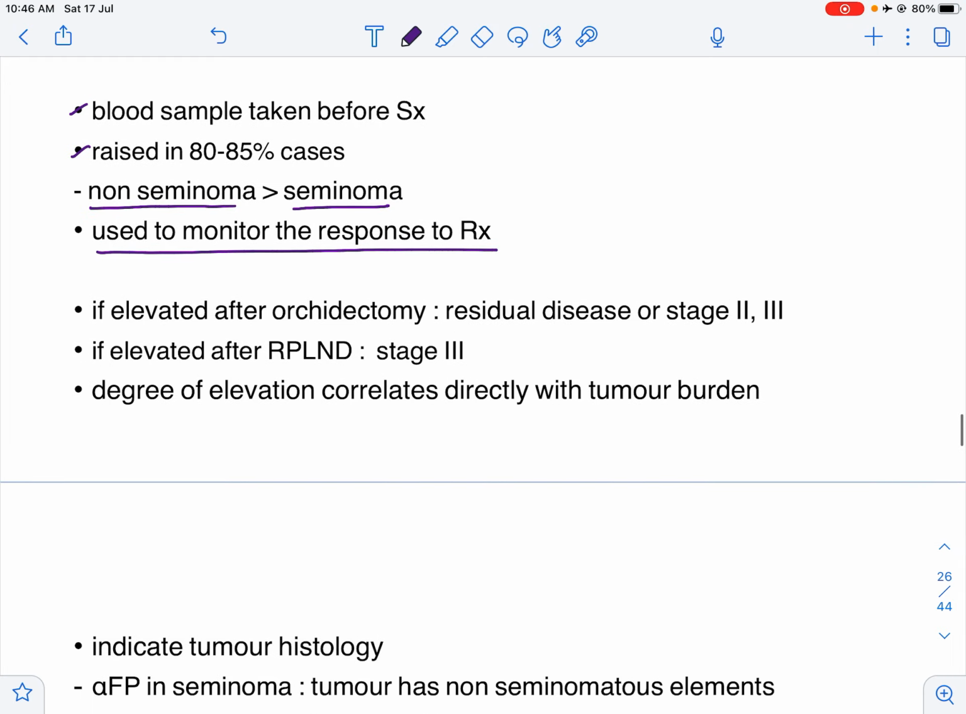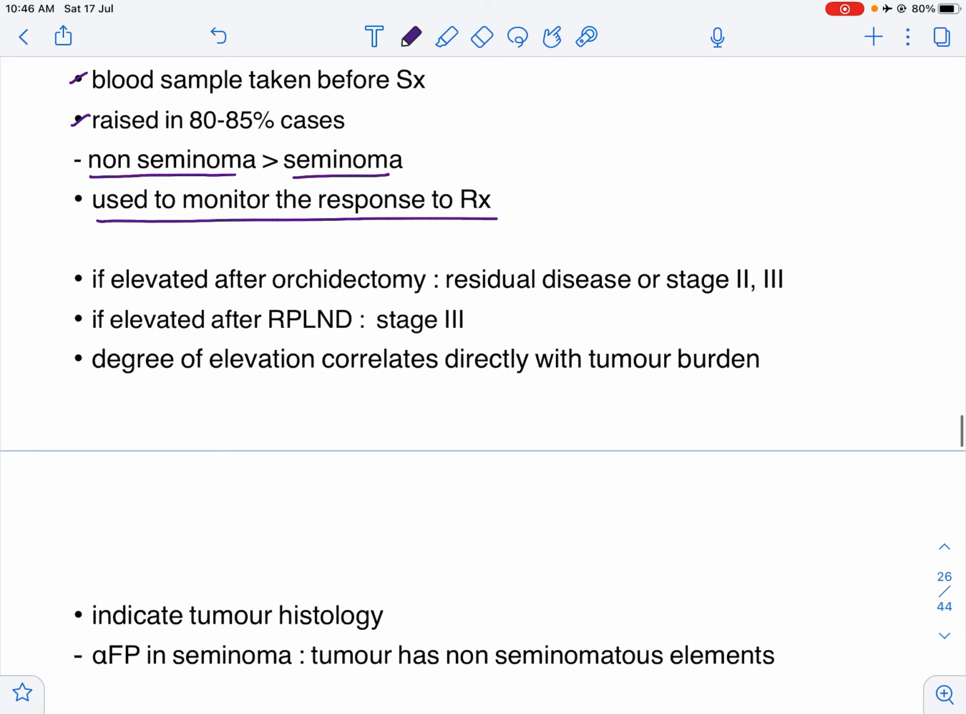Now, supposing we've done orchidectomy for the testicular tumor and we measure the tumor markers after the surgery is done. What indication does that give? If the tumor markers are elevated after orchidectomy, it means it is stage 2 or stage 3 disease. Whereas if the tumor markers are elevated after RPLND, RPLND means retroperitoneal lymph node dissection, it means it is a stage 3 disease. Please note this difference. After orchidectomy, it can be either stage 2 or stage 3. After RPLND, it is stage 3.